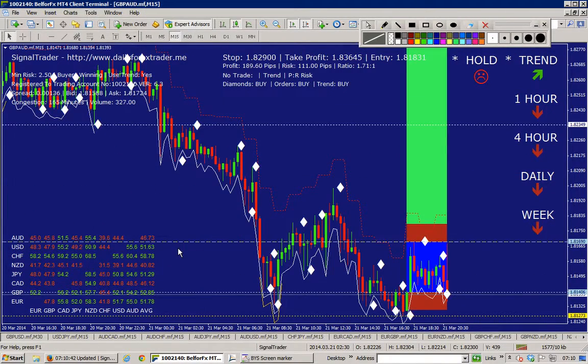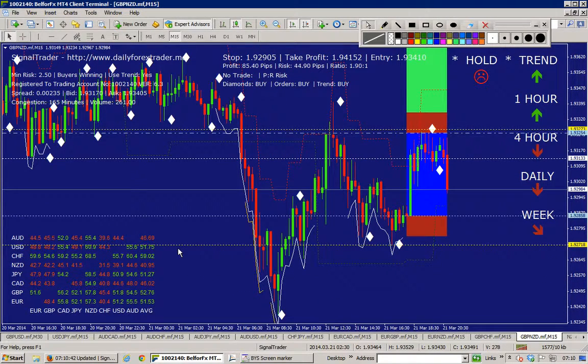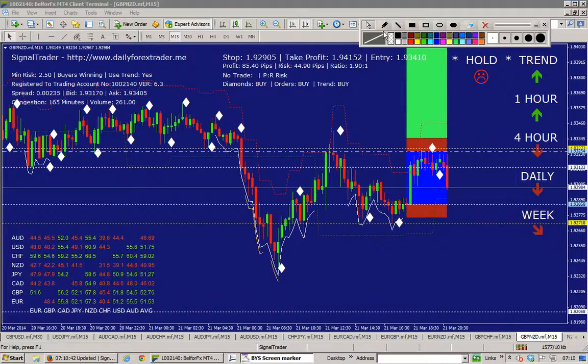Just flipping through the charts here. You can see I've got it running on quite a few charts. So here's another gold trade that SignalTrader has not taken. In fact, it would have just about entered there. So it's rallied up, it's entered there, and it's come back on itself. Now, sometimes, of course, with all systems, you lose trades. Anyone who tells you they've got a system where you never lose trades is lying.